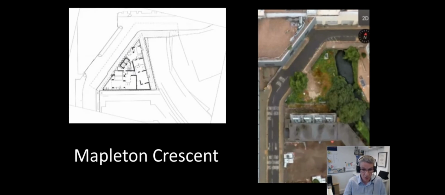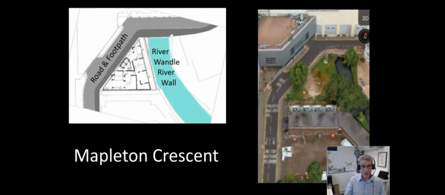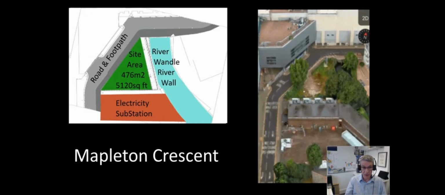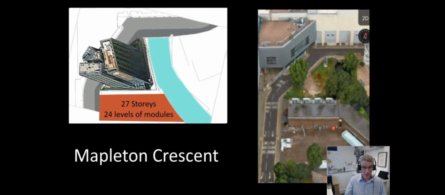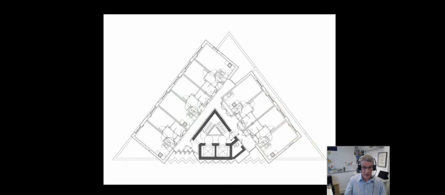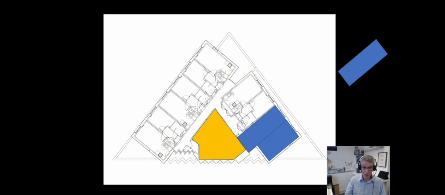Very briefly, let's look at one or two projects. Mapleton Crescent. Here, we had a river on one side, we had a road, and we had an electricity substation. The site area was quite small, 476 square meters, and we were placing a 27-story building on the site. This is the planned layout with an off-center core. And then we had a number of rectangular modules that were fitted around the core.